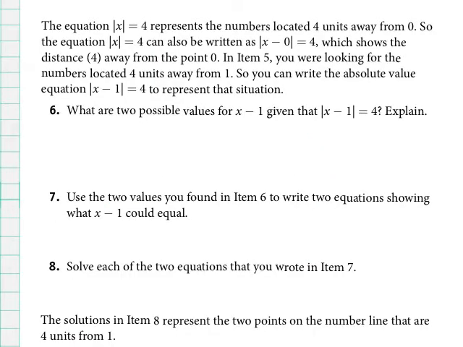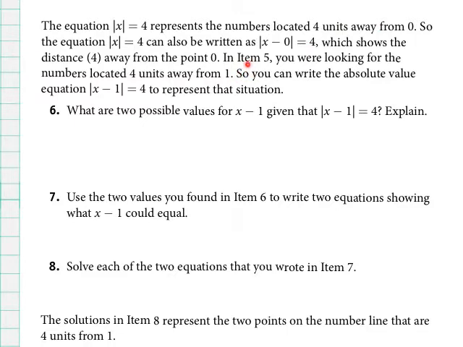Okay, so we're skipping 4 and 5 there. Let's look at the paragraph that's right above 6. It says the equation absolute value of x equals 4. And remember, this is saying this has to be 4 spaces away from 0, represents the numbers located 4 units away from 0. So the equation, absolute value of x equals 4, can also be written. I'm not too worried about that.